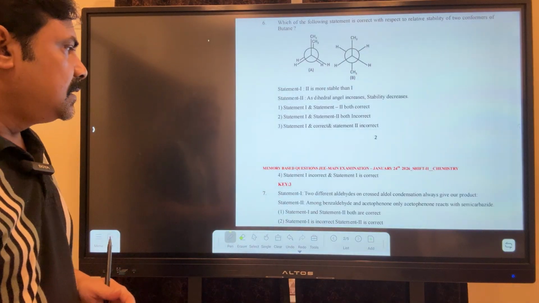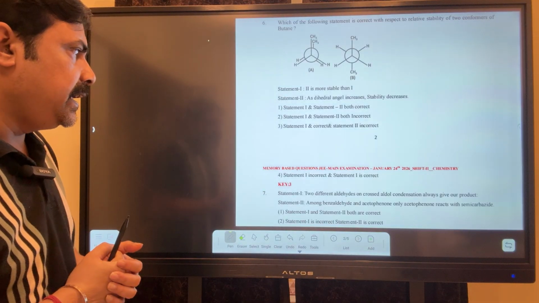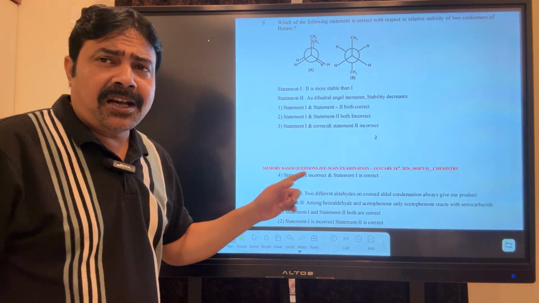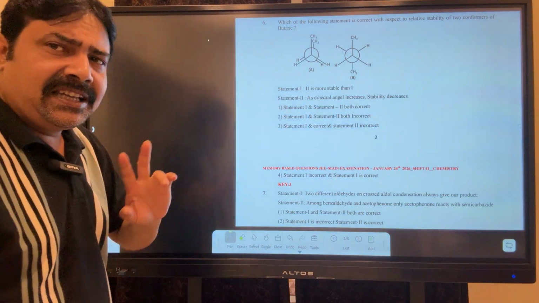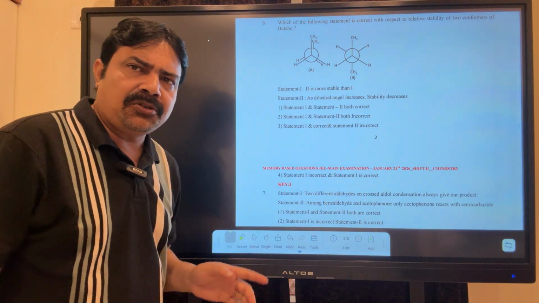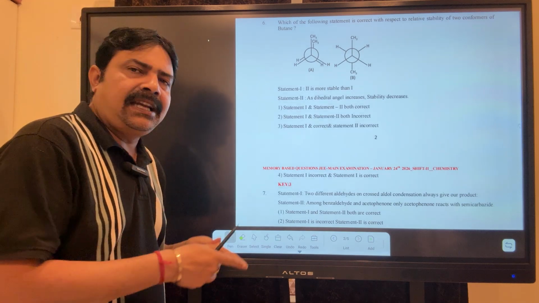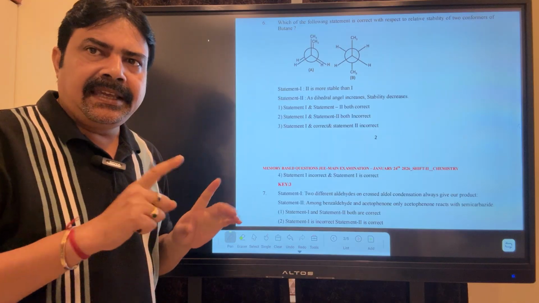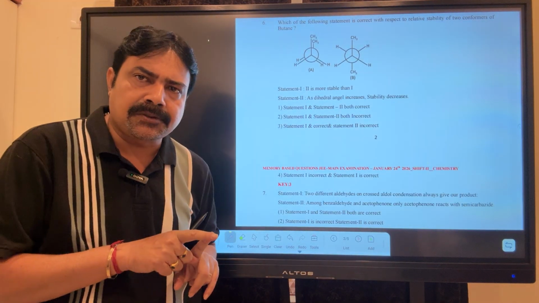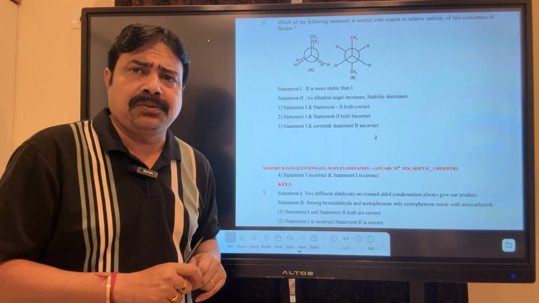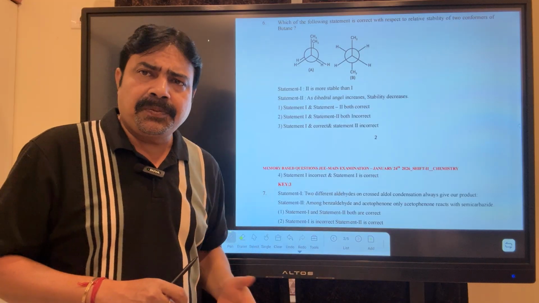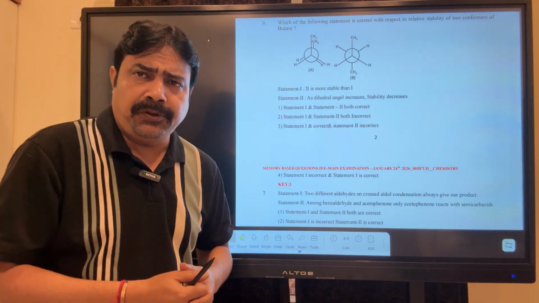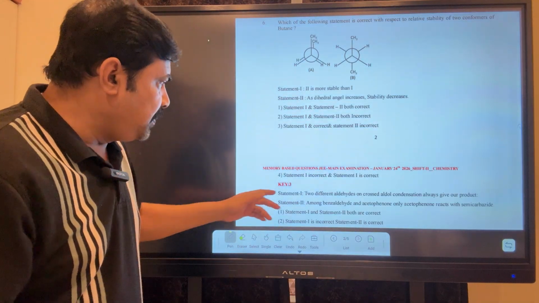Now the seventh question: 2 different aldehydes on crossed aldol condensation always give one product, they have written. It's not one product, more than one product will form. Why? Because if you take a crossed aldol between 2 different aldehydes, like A and B aldehyde, A also possible, B also possible, cross products also possible. So there is not one product, more than one product is forming. Even if a chiral center is generated, definitely more products will be formed. That's why the statement is not true. Statement 1 is not true.